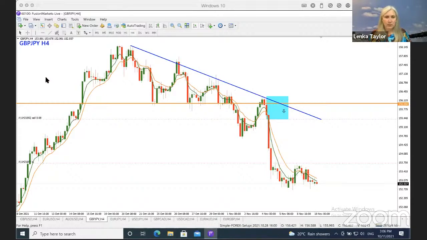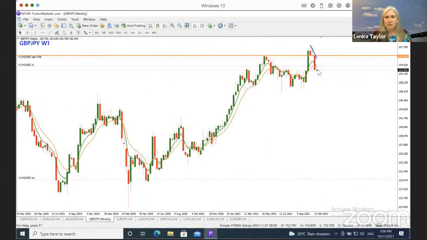If you're not in, then I probably wouldn't get in now unless there was a pullback back up to the horizon, to this trend line. So I'm holding on to this one just to see if it will go further down. On the weekly, you know, it has potential to come down to here.